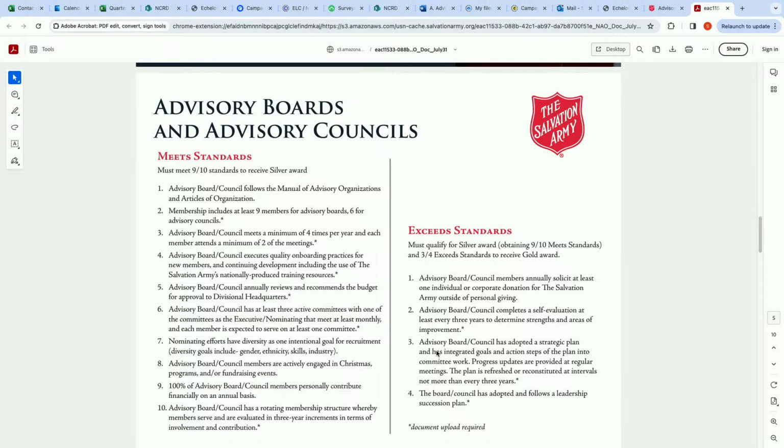If you are a command that has an advisory organization and you are practicing all of these standards of excellence, there's a couple of them that have an asterisk next to them on the guide. The reason a standard would have an asterisk is because you need to prove the documentation that you are practicing that standard. The reason you need documentation is because, as part of this program, you can apply to become a nationally recognized Salvation Army advisory organization.